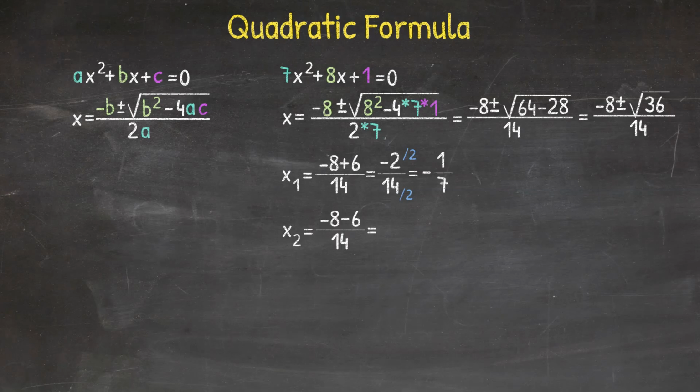And our second solution would be minus 8. In this case, we'll subtract the square root of 36, which is 6, and we get minus 14 divided by 14, and that equals minus 1. So x1, the first solution, is minus 1 over 7, and x2, the second solution, is minus 1.